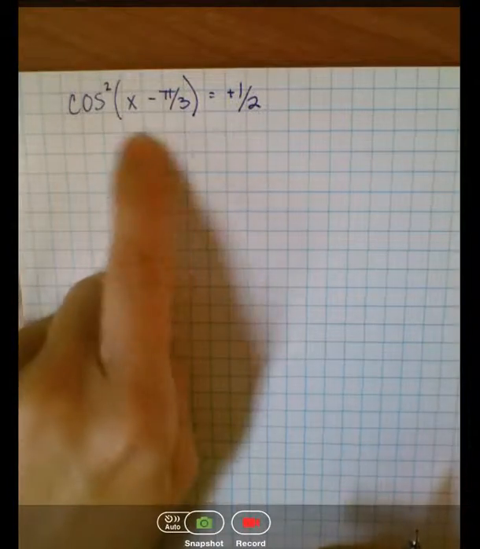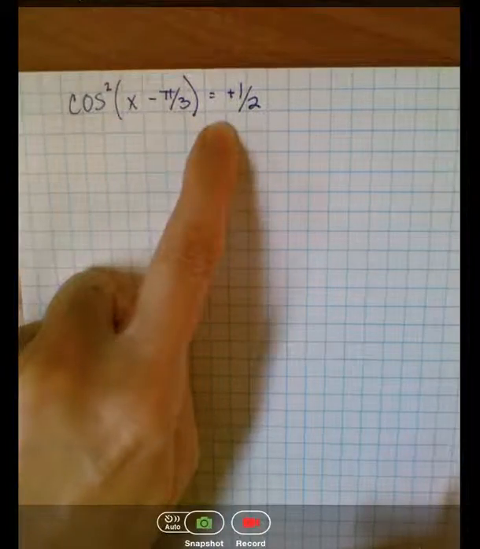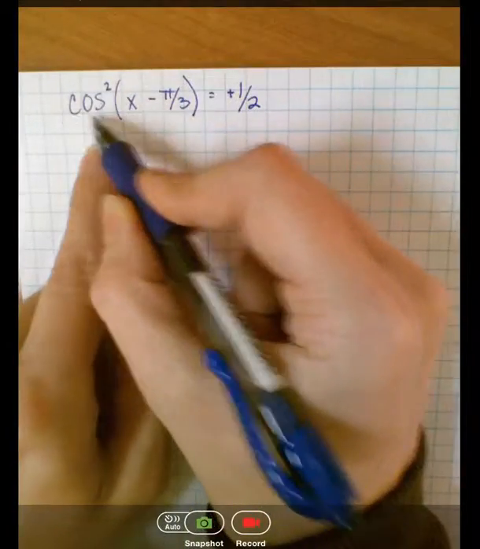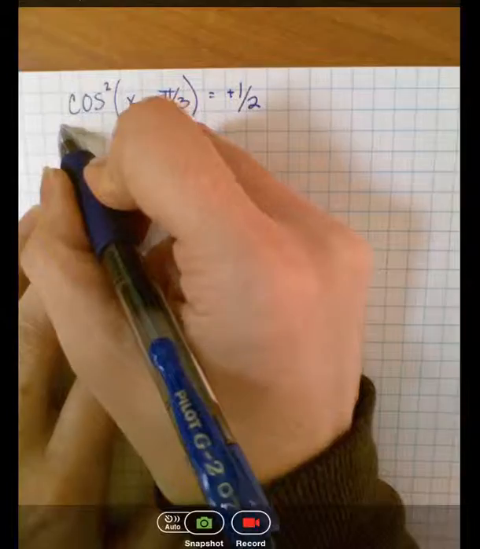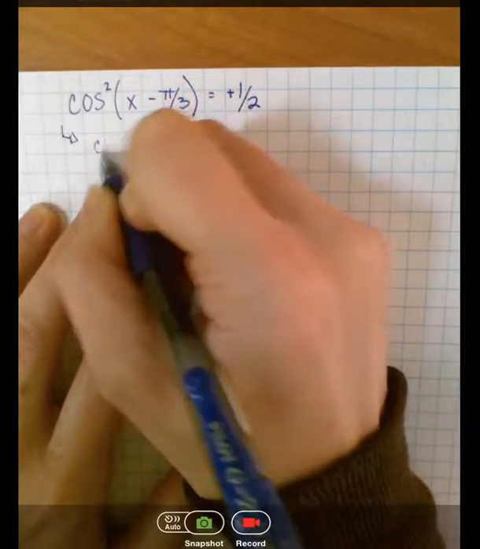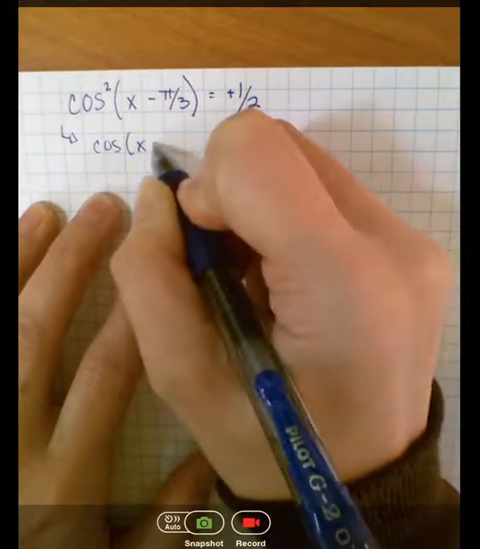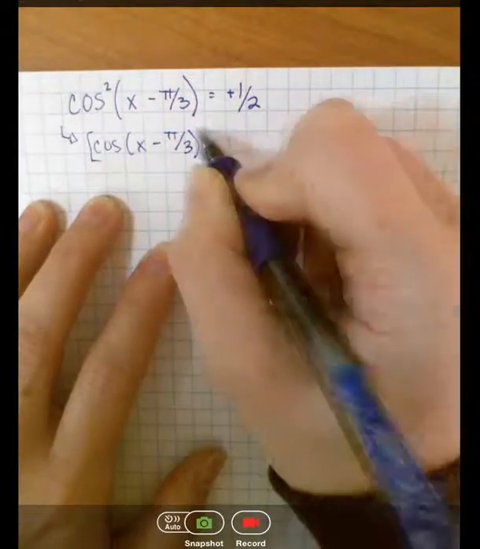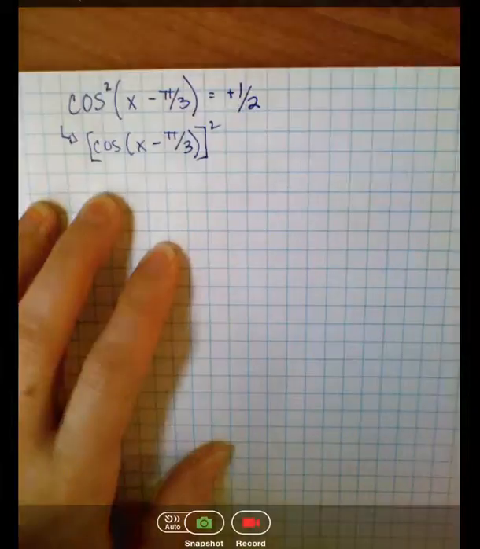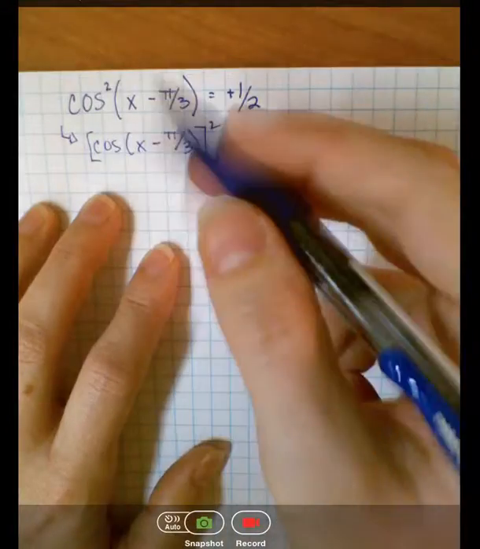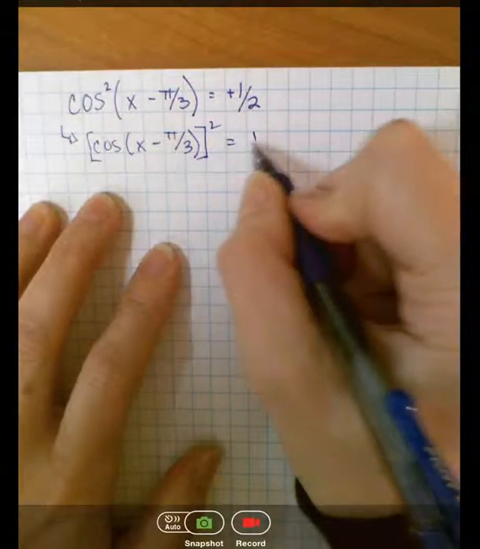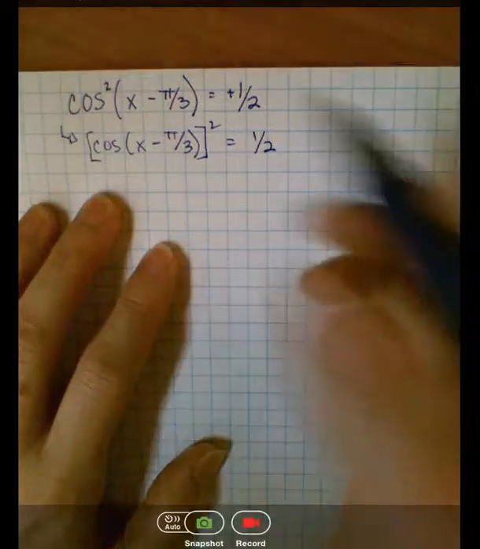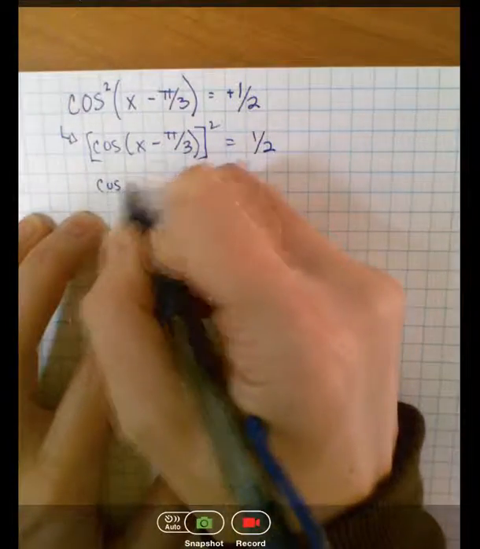So sometimes this notation kind of tends to throw people off a little bit because it looks like only this part's squared, but really this notation is indicative of this. So this whole thing is squared. Okay, so those are the same thing. Equals 1/2. Now how do I undo a square? Square root.